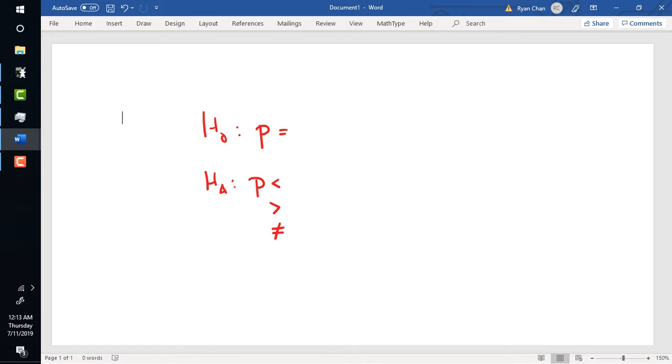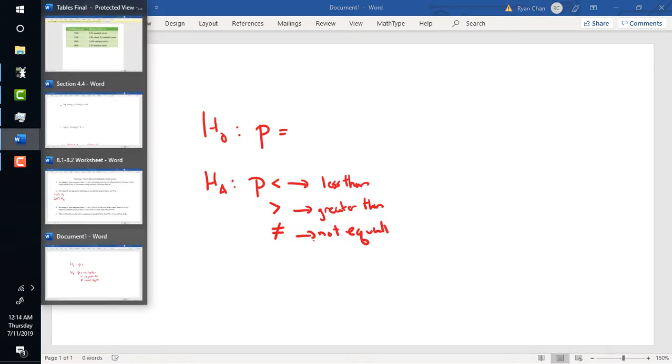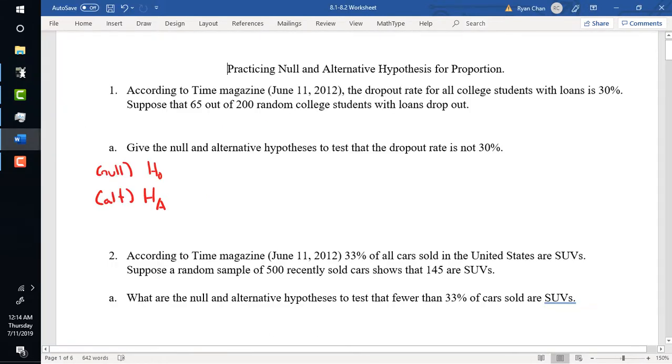If you notice, all three of these inequalities, this one is called less than, this is called greater than, and this is called not equal. Essentially, all three of these contradict my null, because my null is saying P is equal to, and the other ones are saying no, they're not. So how do we write this out? We're going to do some quick warm-ups here, and then we'll start doing some actual problems.